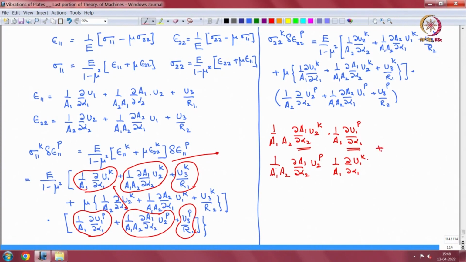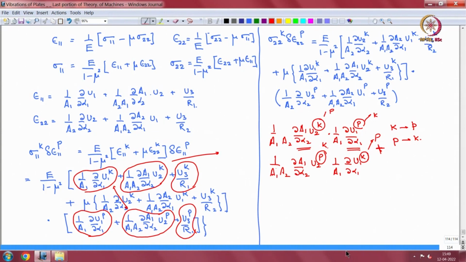Now if I change k to p and p to k, this will become a p and this will become a k. Then it's the same term as before. These two are summed up. Similarly, if I change this to k and this to p, then also the term is the same.